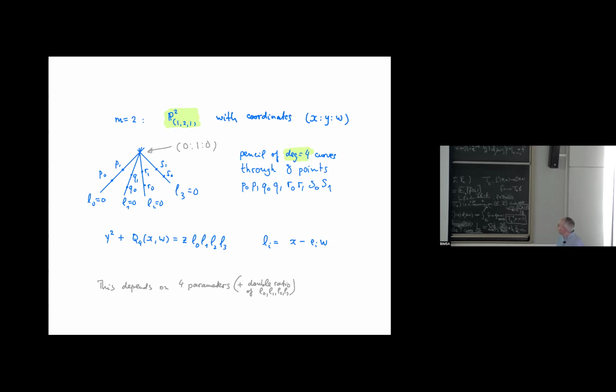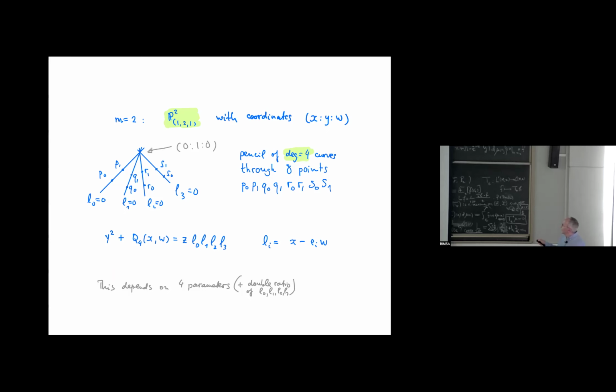For m equals 2, the answer is more natural to be viewed on the weighted projective plane. So here y has weight 2. This weighted projective plane has one conic singularity, and you take 4 lines passing through this conic singularity, and then on each of the lines you pick 2 points. And the curve you're looking for should be of degree 4, but in the weighted homogeneous sense. So it will be quadratic in y, and degree 4 in x and w.